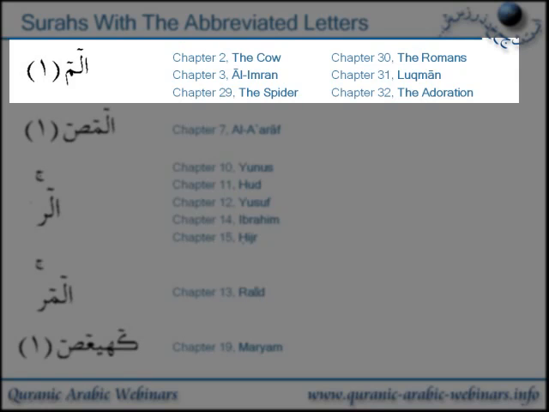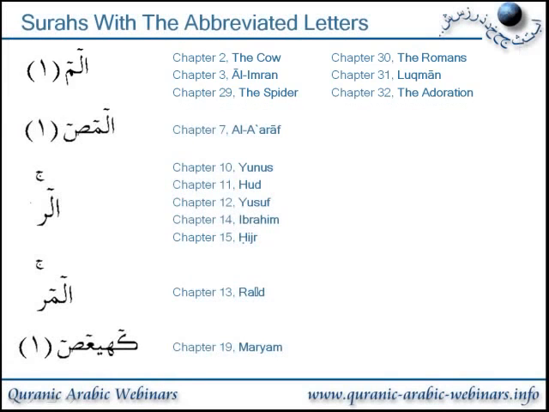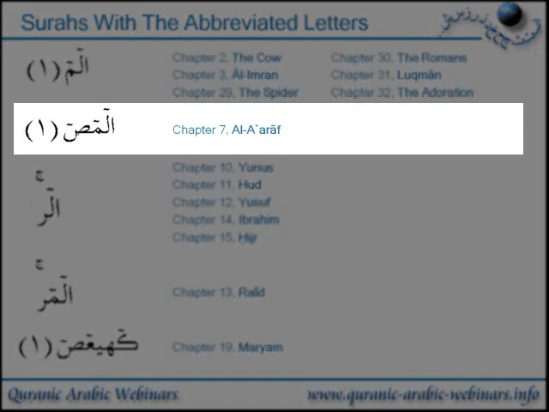So that would be Alif, Lam, Mim. And that occurs in Surah 2, 3, 29, Surah 30, 31 and 32. So if you go and have a look at all those surahs, the Alif Lam Mim will be the first line. Then we have the Alif Lam Mim Sad, and that's only in Surah 7.